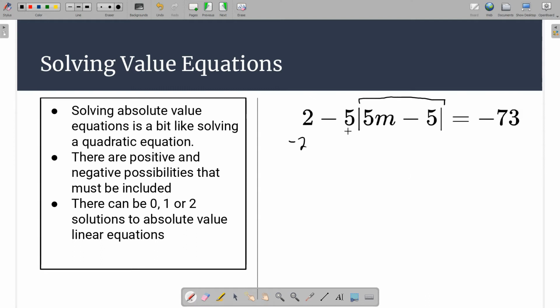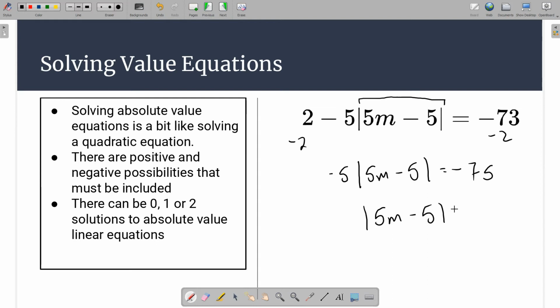So for me, I would look at that and say, okay, I'm going to subtract 2 from both sides. I'm going to get -5 times the absolute value of 5m minus 5 is equal to -75. And then I would divide by -5 on both sides. So I'm going to have the absolute value of 5m minus 5.